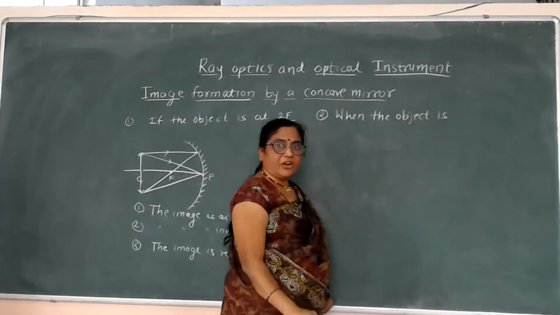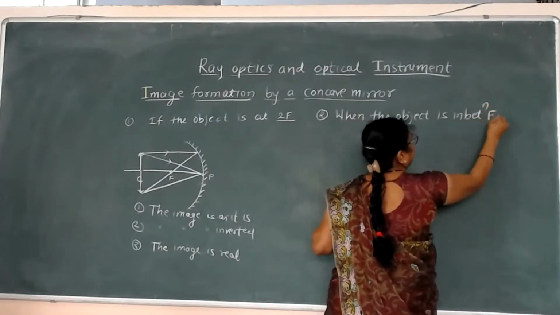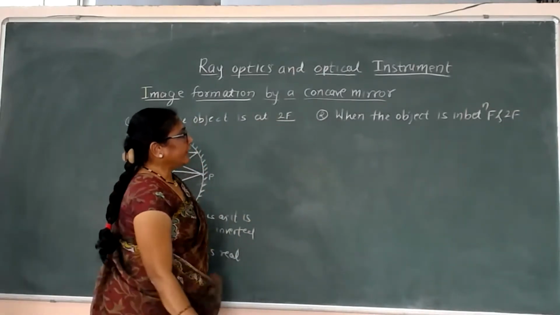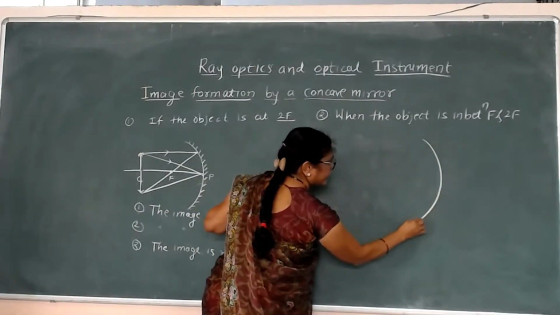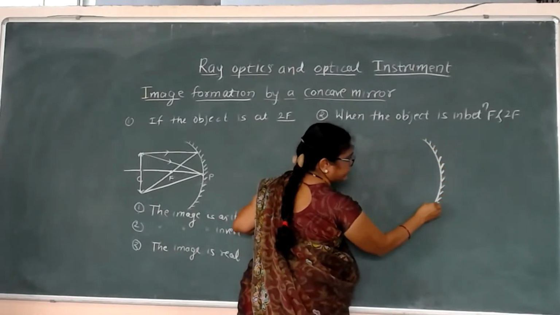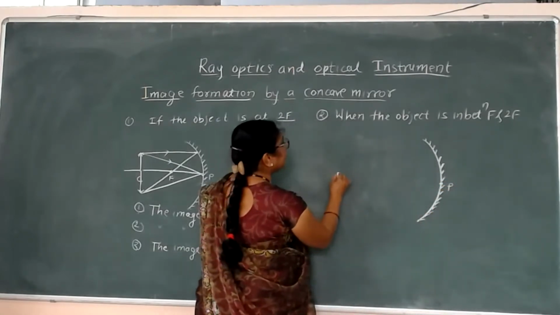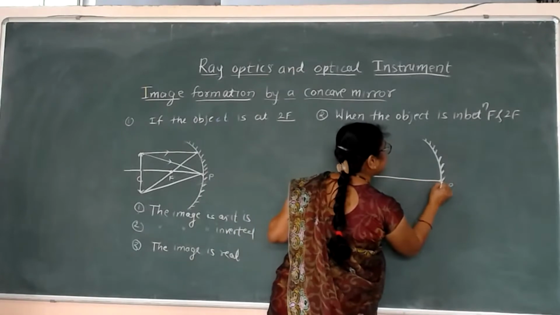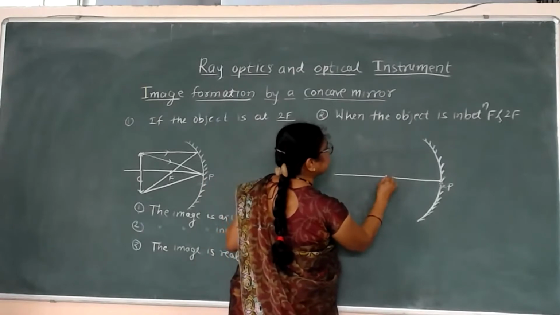Second, when the object is in between F and 2F, meaning F and the center of curvature, draw another ray diagram. Suppose this is a concave mirror. Draw the polished surface on the outside of the surface. The midpoint of this is known as the pole. Draw the principal axis, a straight line passing through the center of curvature and radius of curvature.